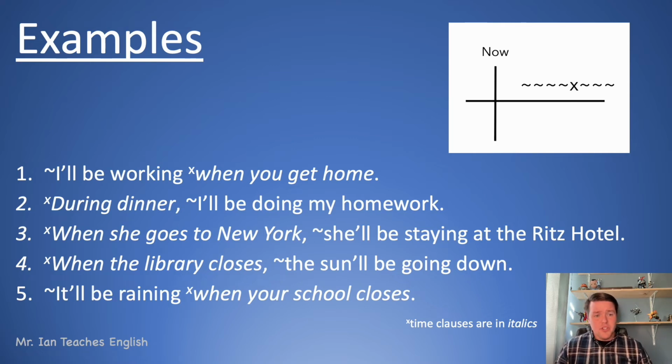All right, number 2. During dinner, I'll be doing my homework. There's a future time here. The future time is dinner. Whatever time you eat dinner, this person will be continuously doing something at the same time. Maybe they missed dinner because they have homework. Number 3. When she goes to New York, she'll be staying at the Ritz Hotel. These two things are happening at the same time. She goes to New York, she stays at the Ritz Hotel.